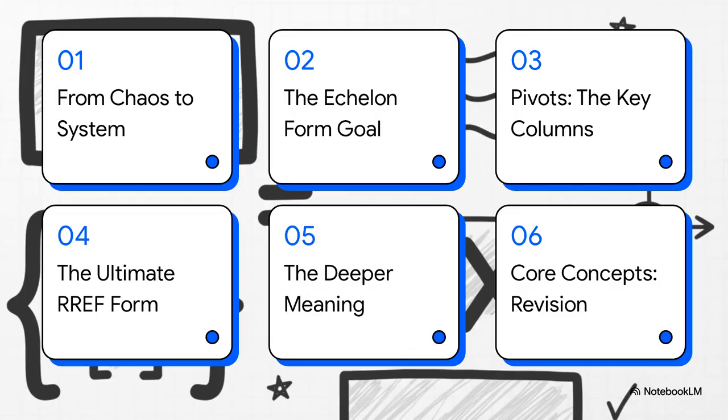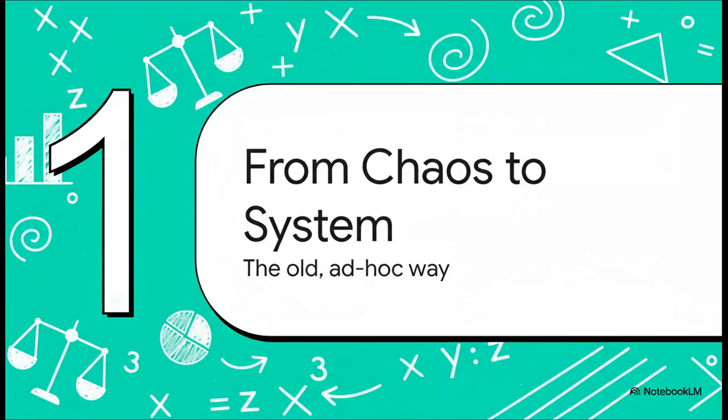So, here's what we're going to cover. We'll start with the old ad hoc way, then move to our goal, echelon form. We'll find the key columns called pivots, and then simplify everything down to the ultimate RREF form. We'll look at the deeper meaning of all this, and then wrap up with a quick revision of the core concepts.